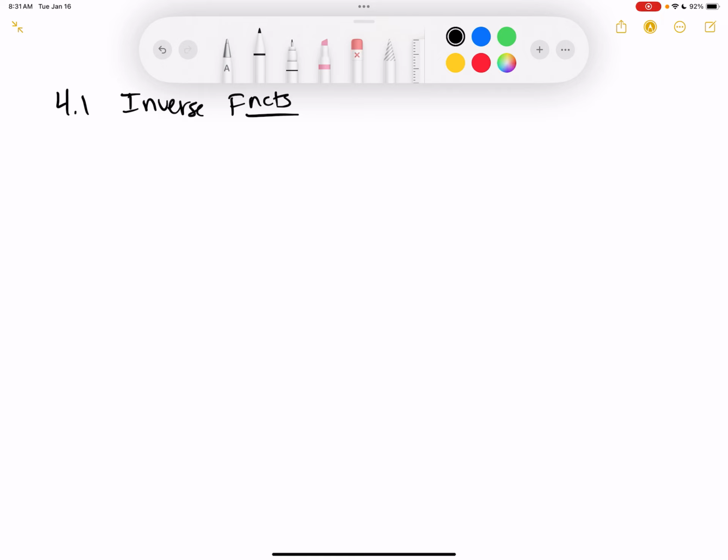All right, determine whether each function graph or defined as one-to-one. So if they give you a graph that looks like this, they want to know if it is one-to-one.